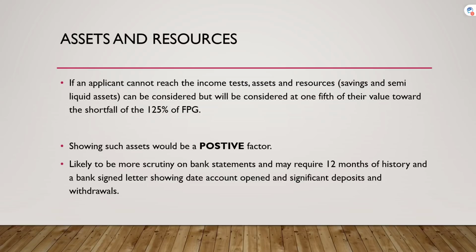So that's a brutal sort of cut on savings, which is why when I tell people about filling in the I-134 for sponsors, it's mostly about income. It's not about the assets they have, because the assets are always going to be considered at only 1/5 of their true value. Okay, so showing assets would be a positive factor.